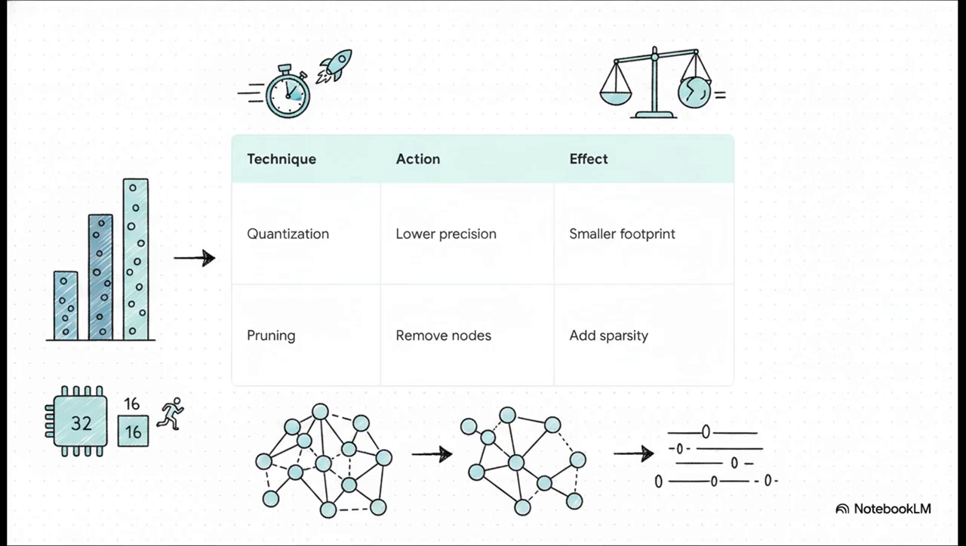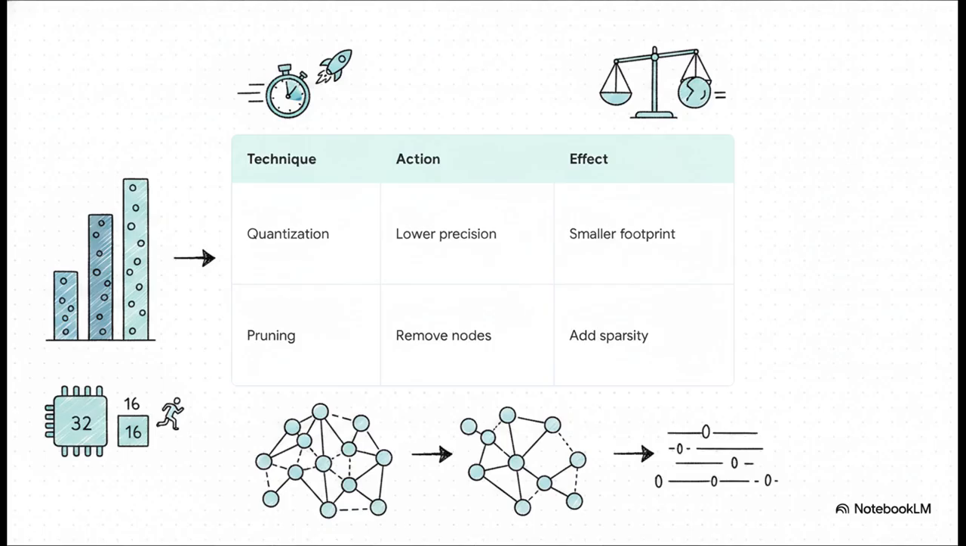2 of the absolute most powerful techniques for model compression are quantization and pruning. Quantization is incredibly popular right now. It basically involves reducing the precision of a model, say dropping from 32-bit to 16-bit. That instantly cuts its memory footprint in half and boosts throughput. It's a real game changer.